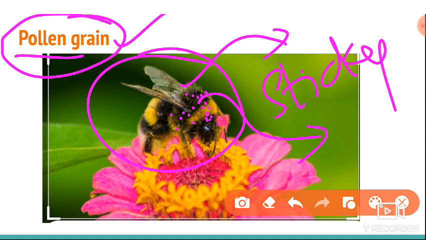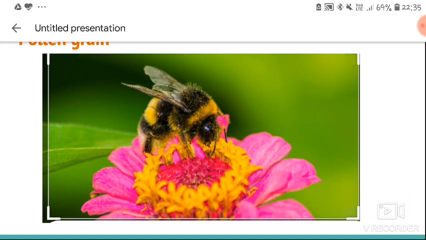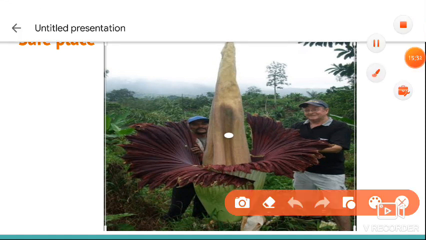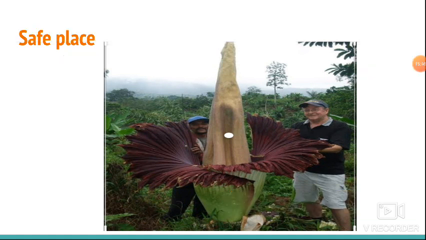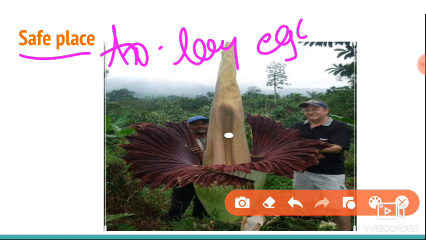And next to that, we can see safe places. They provide safe places for pollination. For what purpose safe places? Just to lay the eggs. Safe places for some insects or some birds to lay eggs.